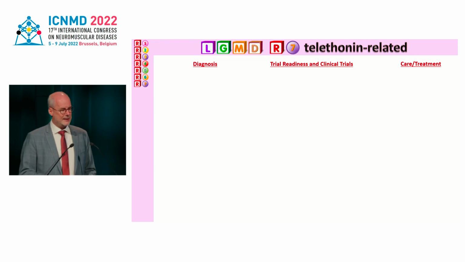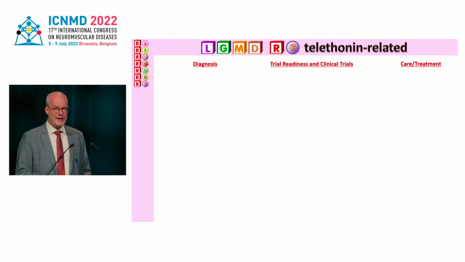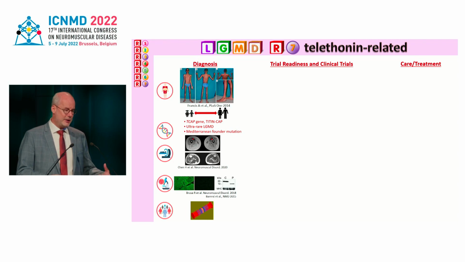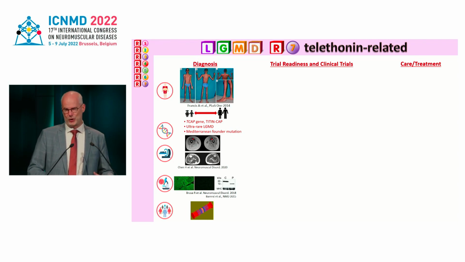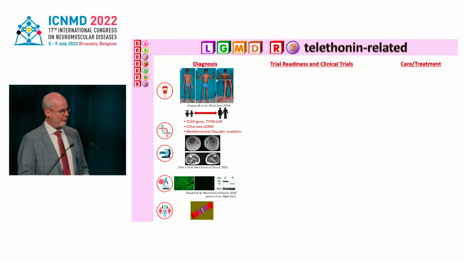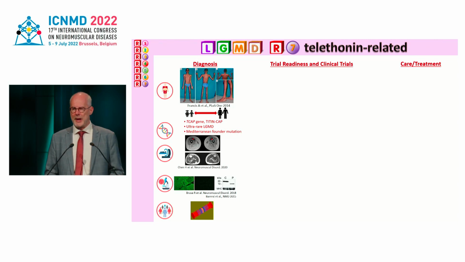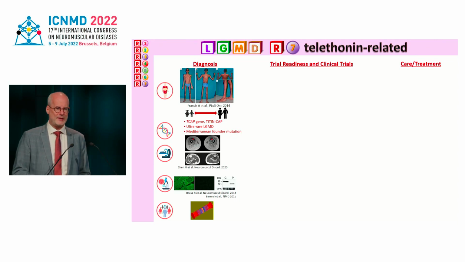So the next one is R7, telethonin related. And as a clinician, I would say it is really a typical limb-girdle muscular dystrophy as well. They can have distal involvement. They can show, again, childhood onset to adults. The gene is named TCAP, for titin cap. It is located in the Z disc of the sarcomere, and it actually binds to the N-terminus of titin, so it provides stability and elasticity to the sarcomere.